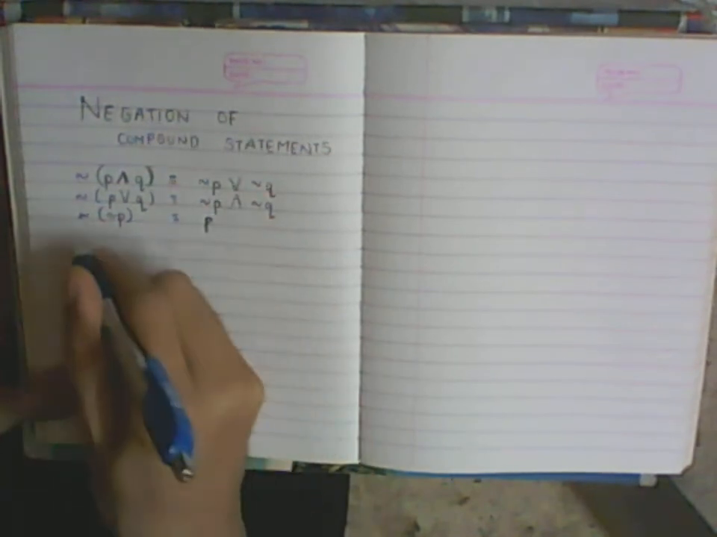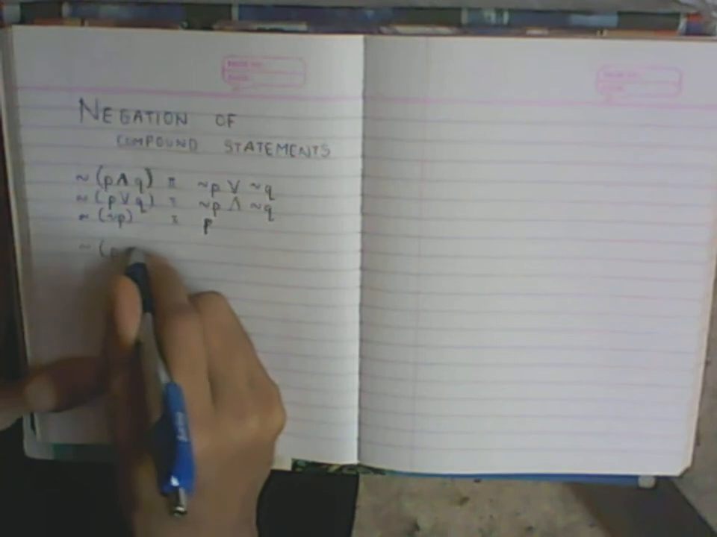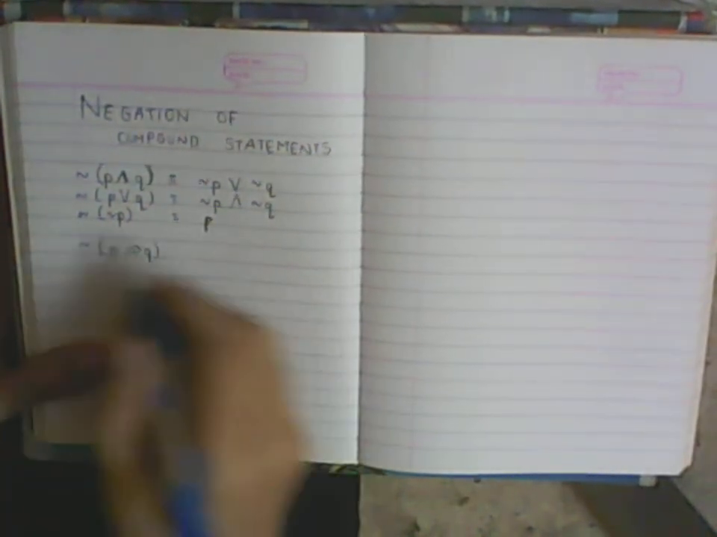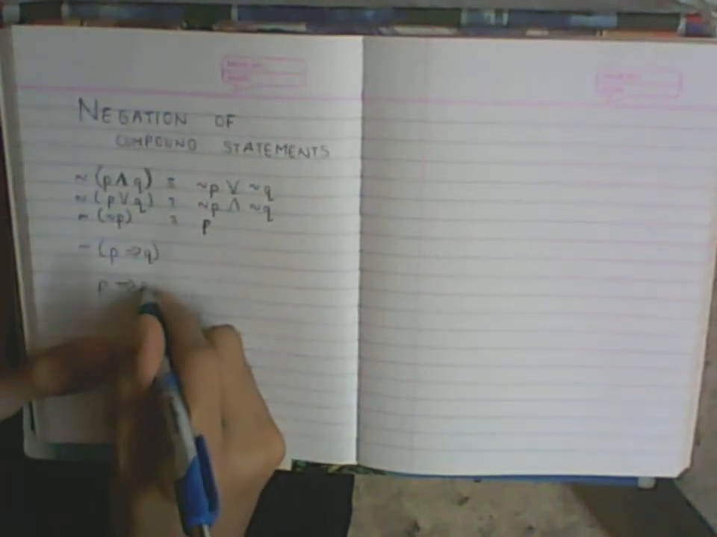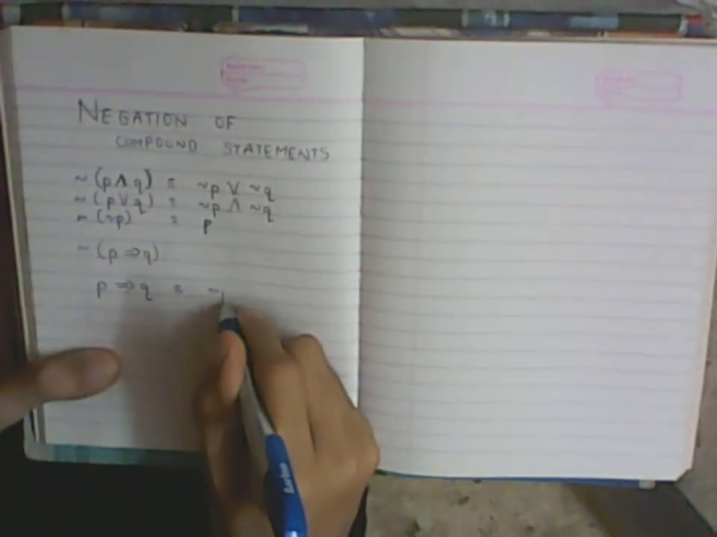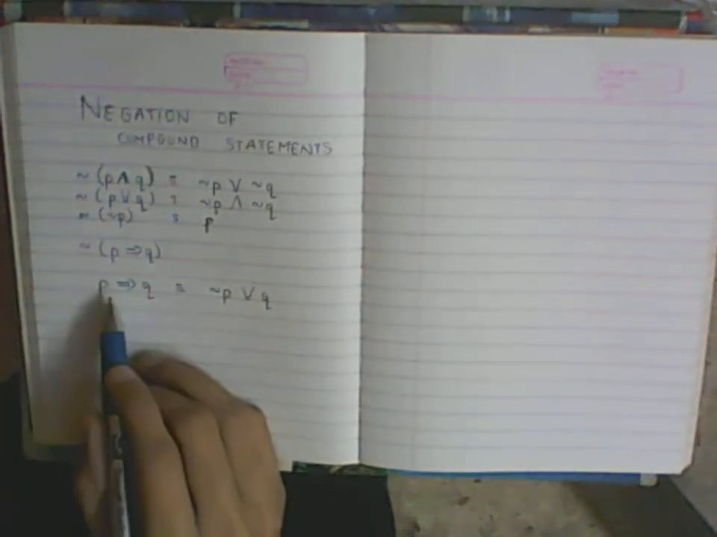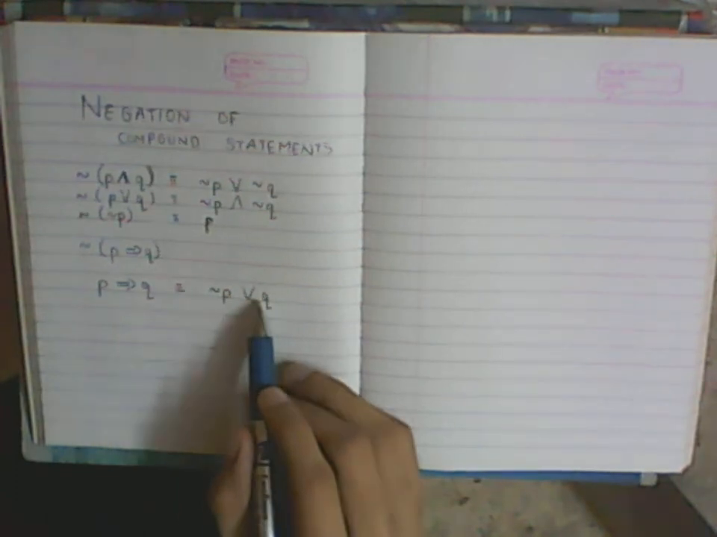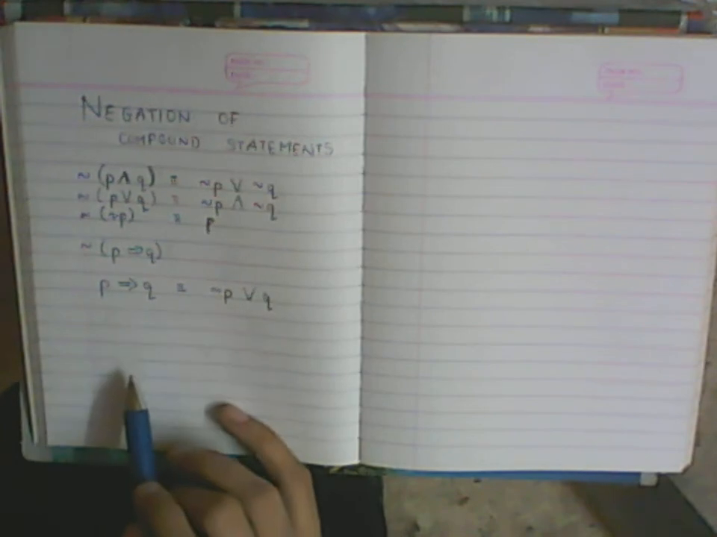Now, the interesting part is the negation of an implication, P implies Q. But even before doing that, you can consider this an exercise to prove that P implies Q is equivalent to the statement not P or Q. Make the truth table for P implies Q. Make the truth table for not P or Q, and you'll realize that both of these come out to be the same in each and every scenario.